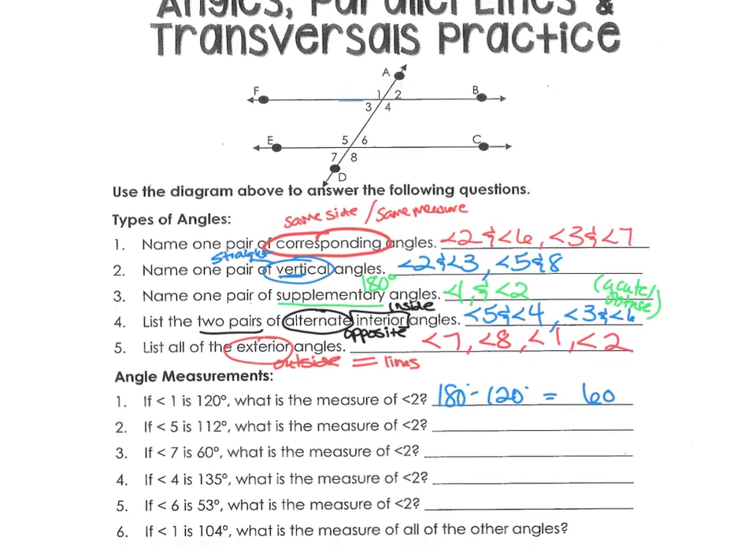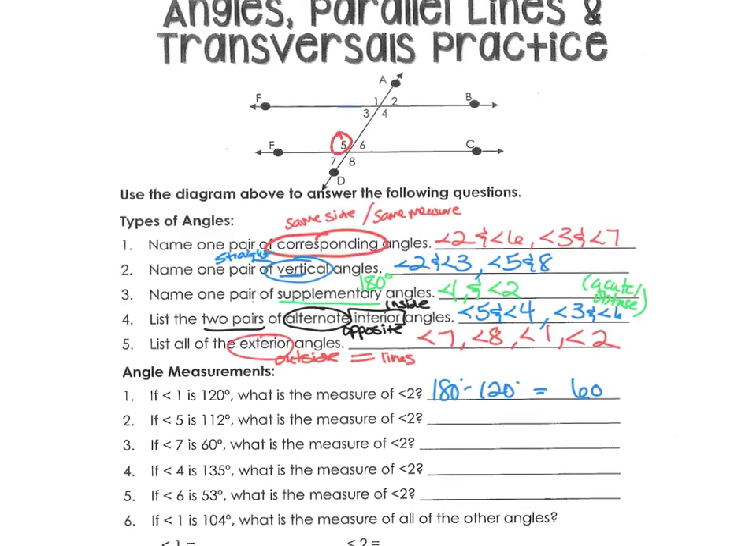Then on number 2, if angle 5 is 112 degrees, what's the measure of angle 2? So again, they have no real relationship. They would be on a straight line. This is obtuse, this is acute, so they need to add up to be 180. So 180 minus 112 should be 68.